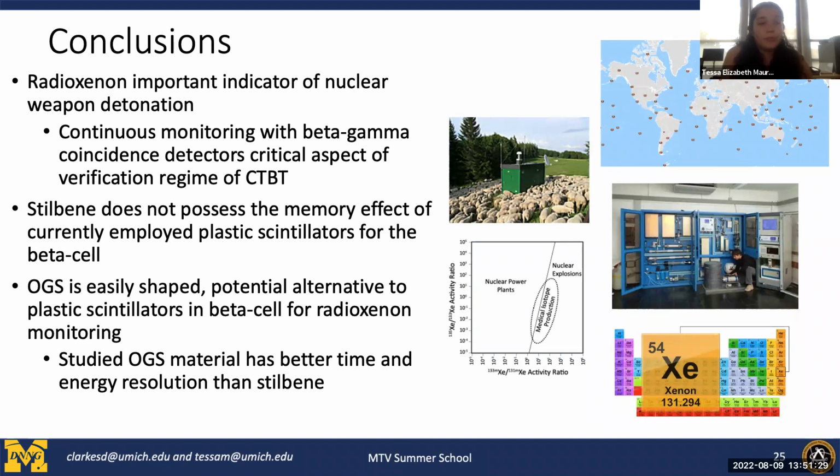So Stilbene could be an alternative. It does not possess the same memory effect, and it also has better resolution, but that's really expensive and very difficult to shape. So we've been investigating organic glass scintillators, which are easily shaped and have better resolution according to our preliminary results, compared to even Stilbene. And so this is really an exciting potential alternative to plastic scintillators in the beta cell for radioxenon monitoring.